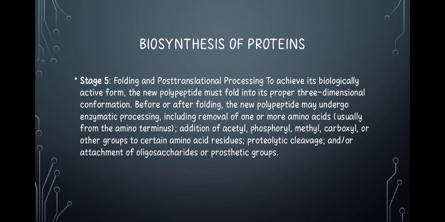It could be addition of phosphoryl groups, acetyl groups, methyl groups, or carboxyl groups, and then depending on if it was synthesized as a zymogen, it can undergo proteolytic cleavage. These modifications can also include the removal of one or more amino acids, and the attachment of oligosaccharide or prosthetic groups in the case of proteins that function as enzymes. Now, these modifications can affect the protein stability, their localization, and their activity in the body system.